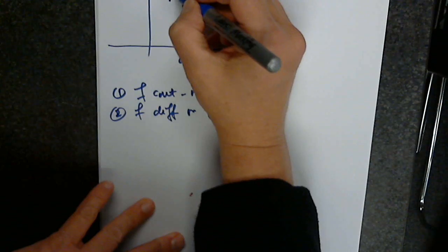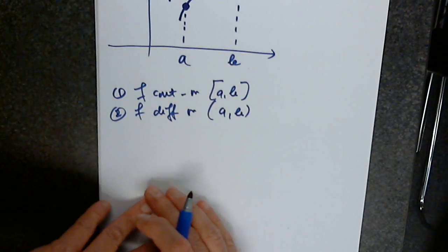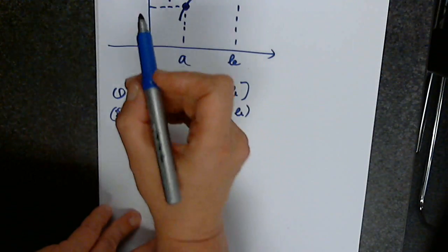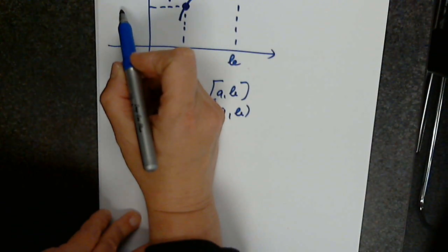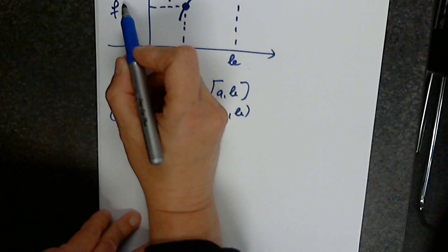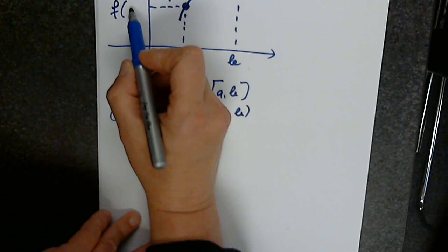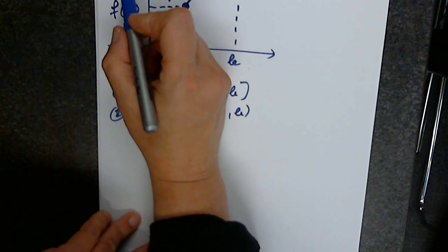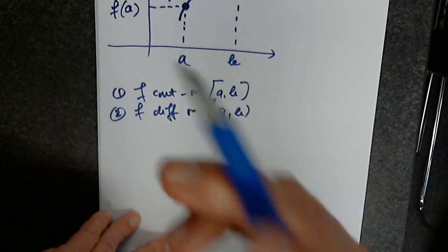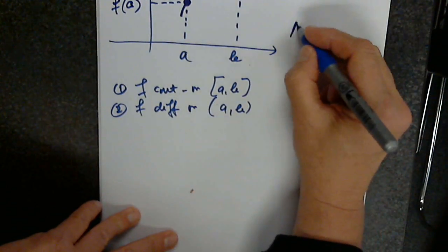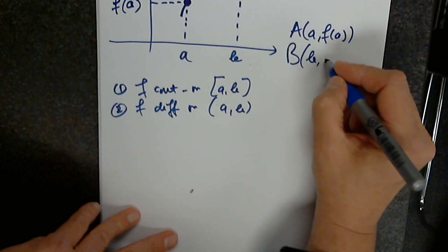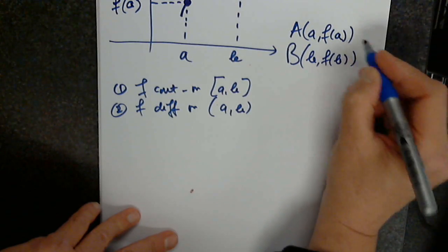Then I'm going to denote this point by A and this point by B. Can anyone give us the coordinates of A? It's little a, f of little a. Good. And this? Good. So then we do have A of a, f of a, and we have B of b, f of b. We agree with that.